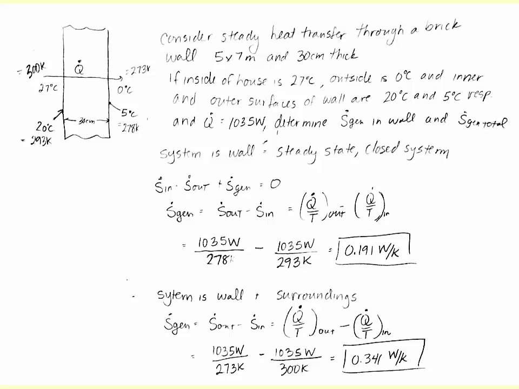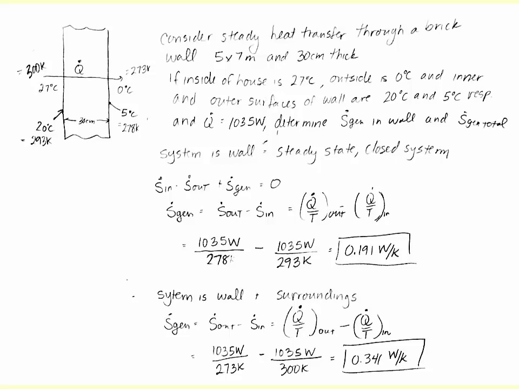We can't use Celsius in an equation like this, so we need to convert. What is 5 Celsius? 278 Kelvin. And let's just go ahead and convert this other one. What's 20 Celsius? 293 Kelvin. Okay. What about 0 Celsius? 273 Kelvin. 27 Celsius is 300 Kelvin. Okay.